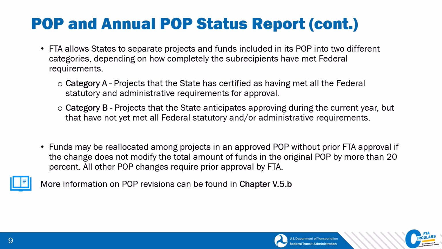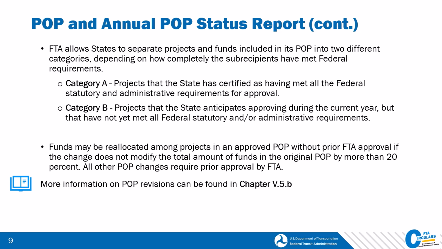When the state executes the grant, the state may start drawing down funds to implement projects in Category A. FTA expects most, if not all, of the projects included in the state's POP to be in this category. Projects in Category B include those projects that the state anticipates approving during the current year, but that have not yet met all federal statutory and/or administrative requirements.